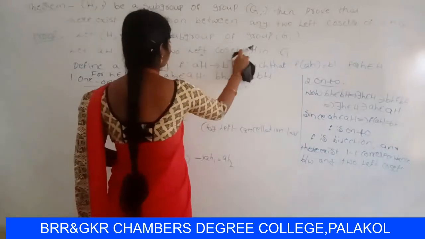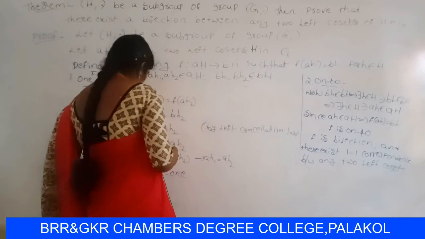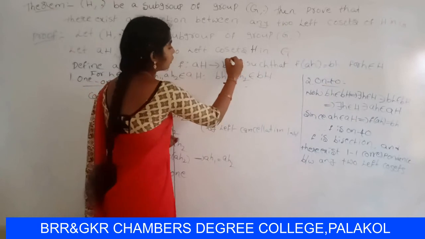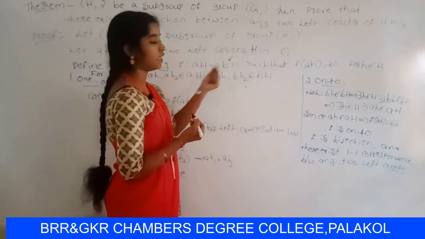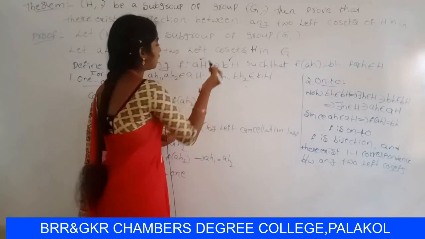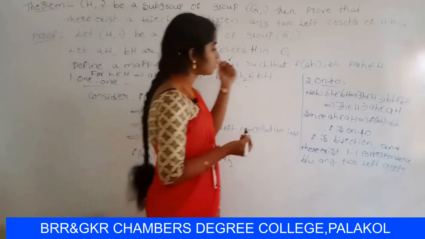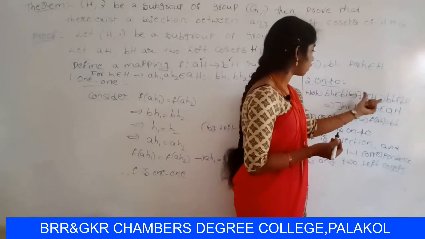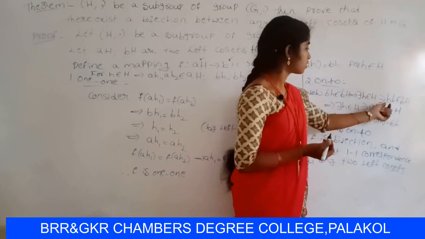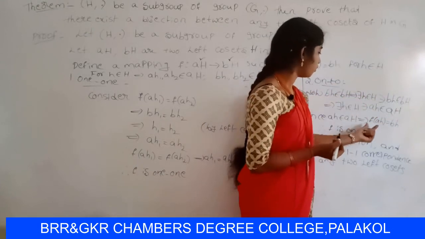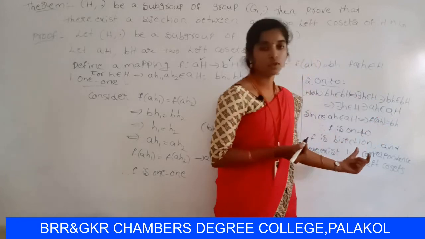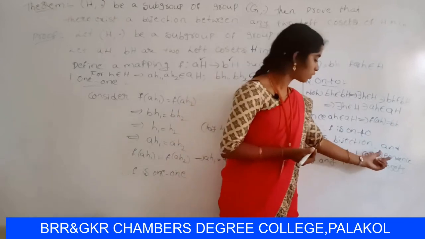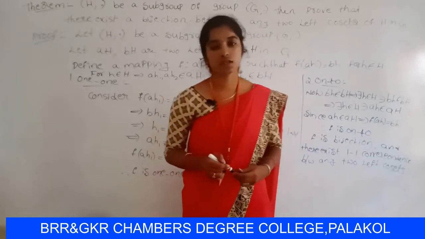So next, onto. The second definition is onto: every element in bH is the image of at least one element in aH. So bh belongs to bH can be written as there exists h belongs to H such that bh belongs to bH. So finally we have to prove f of ah equals bh. So f is onto. Therefore f is a bijection, and a one-one correspondence between any two left cosets. One-one correspondence means bijection. So this theorem is completed.